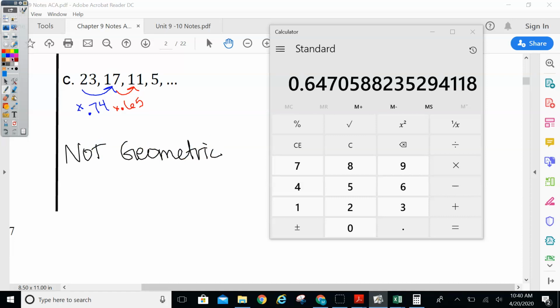If you notice here, you're actually subtracting. So here 23 minus 6 is 17. 17 minus 6 is 11. 11 minus 6 is 5. When it's adding or subtracting, that is a different type of sequence. It's called arithmetic.